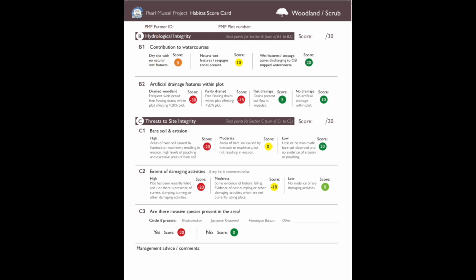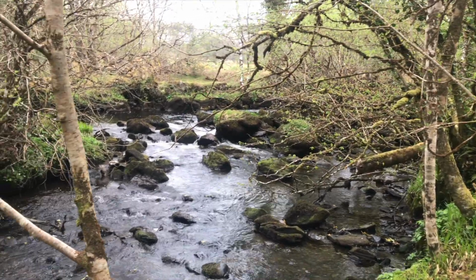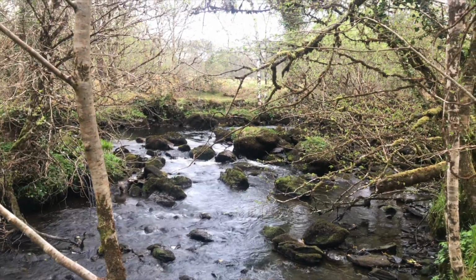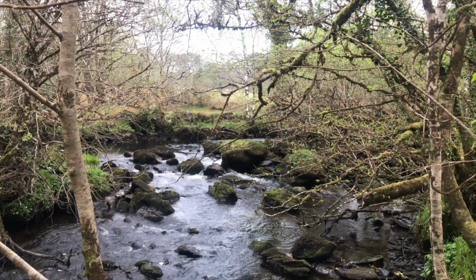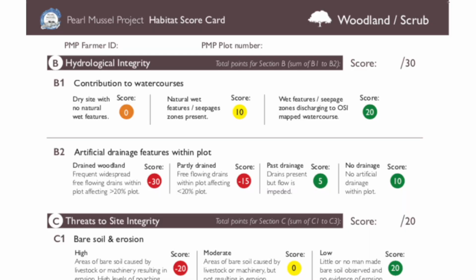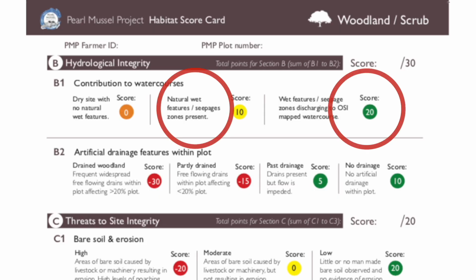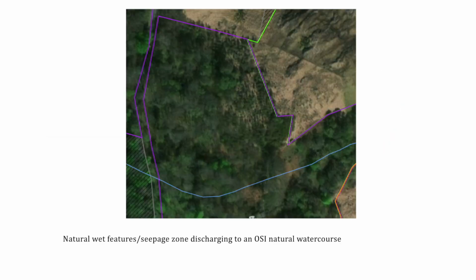B1 is the contribution to watercourses. As with the previous 2 scorecards, this captures the importance of the plot to watercourses. The first of the 3 categories is a dry site, which has no wet features. The second 2 categories are divided depending on whether there is an Ordnance Survey of Ireland OSI mapped natural watercourse on the plot or not.